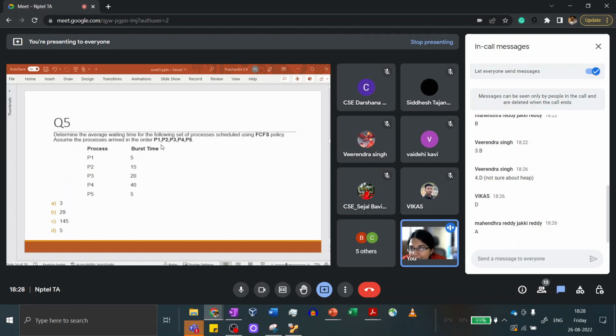Determine the average waiting time for the following set of processes scheduled using the first come first serve policy. Assume that the processes arrived in the order P1, P2, P3, P4, P5, and the burst times are 5, 15, 20, 40 and 5. You have to figure out the average waiting time, and the options are 3, 29, 145 and 5. I'll wait a whole minute or two even for this question because it will take time for you to do it, but please take a pen and paper and actually solve it.